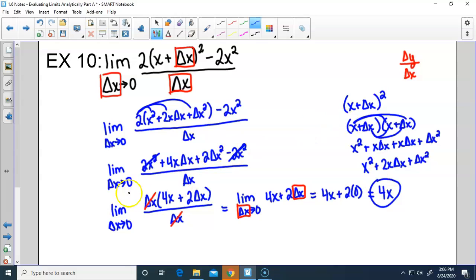In general, for these problems, your strategy is to expand, and then you'll be left where you have a delta x with everything remaining. You'll factor out that delta x, and it'll cancel with the denominator. So that's generally what you'll do.